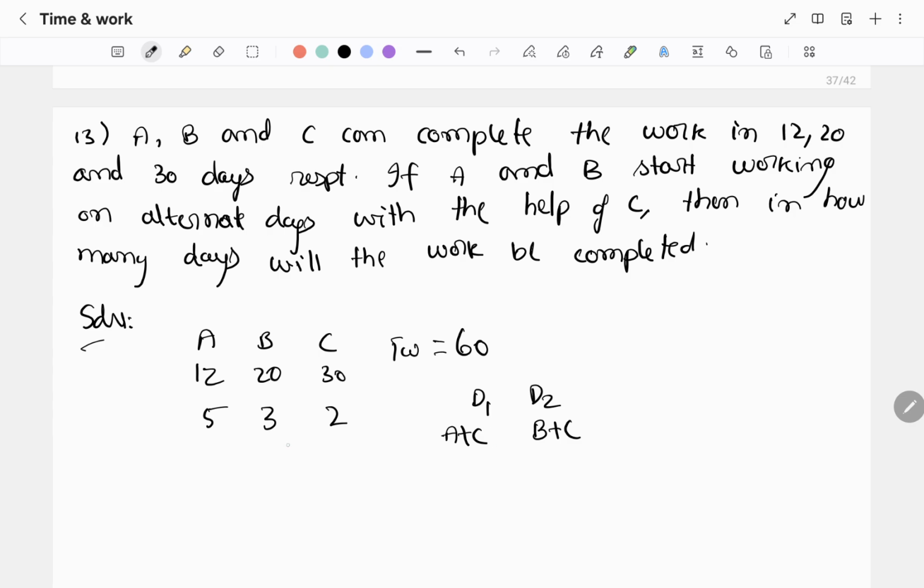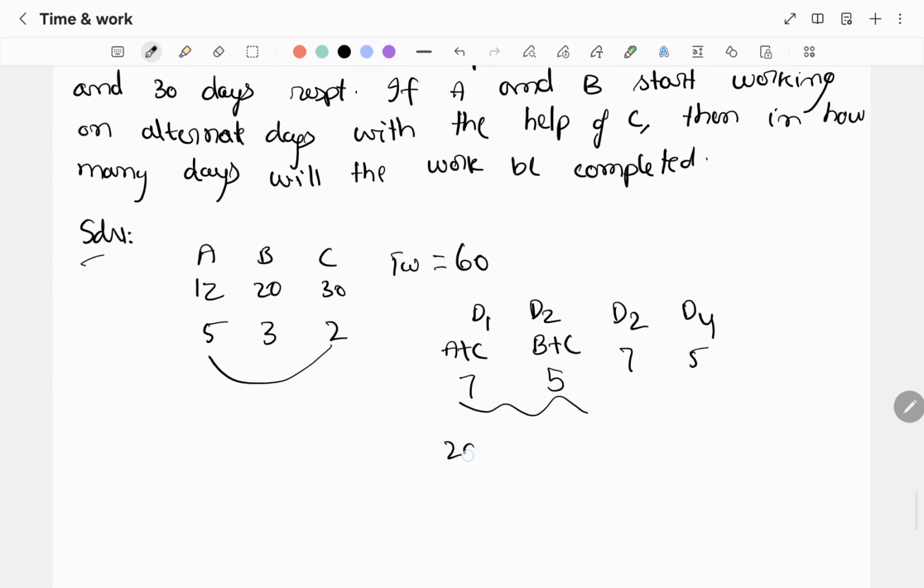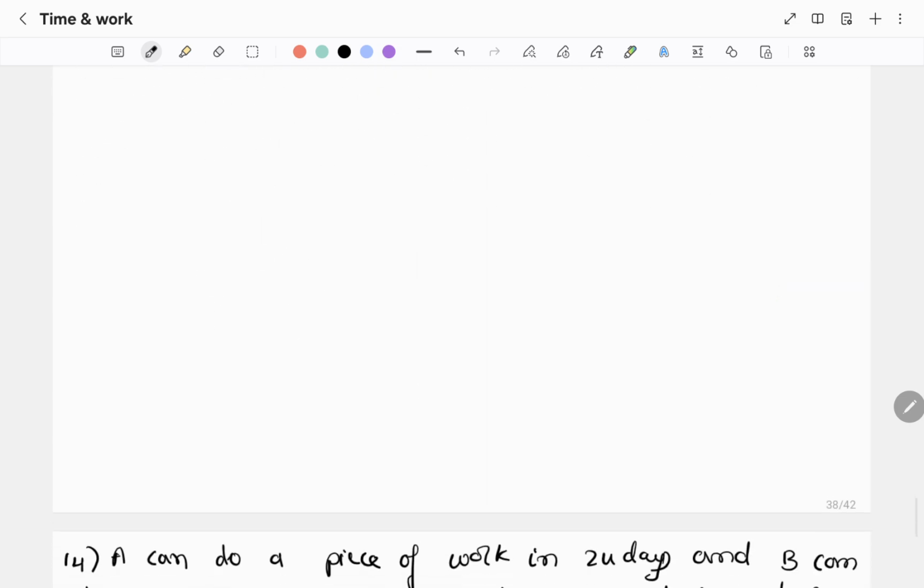Now see, in day 1, A plus C completes 7 parts. In day 2, 5 parts. Then again day 3, A and C 7 and day 4, 5. So this repeats, means these 5 and 7, 12 parts are repeating. In 2 days, they will complete 12 parts. To complete how many parts? 60 parts. How many days will they take? 12 into 5 is 60, so 2 into 5 is 10 days. In 10 days, they will complete the work.